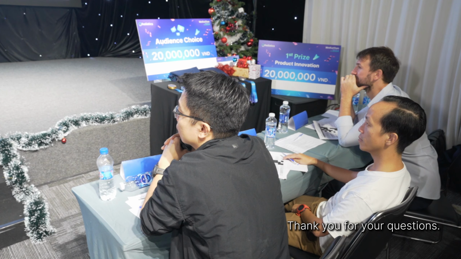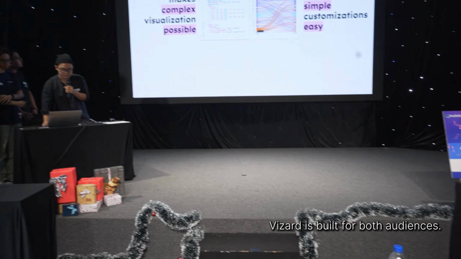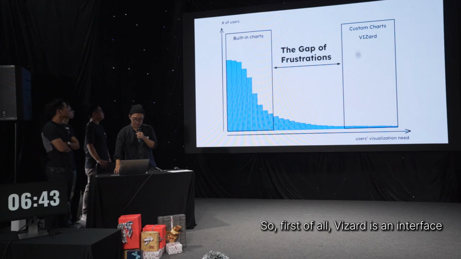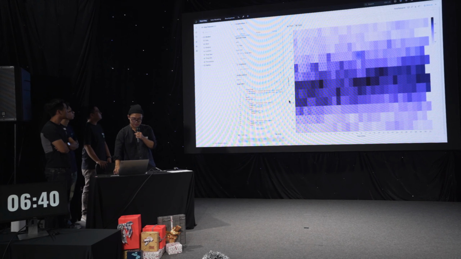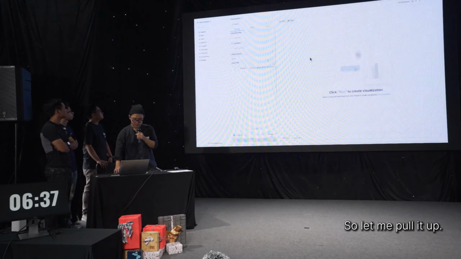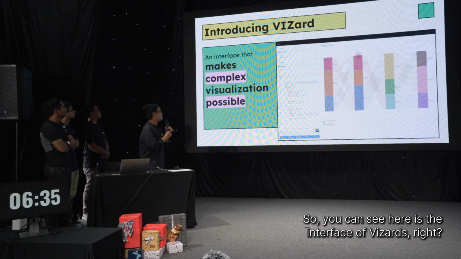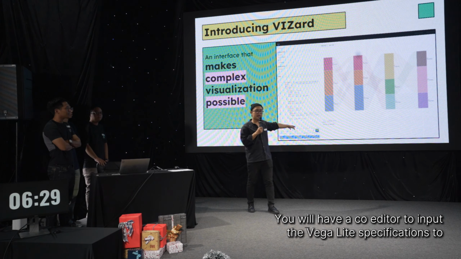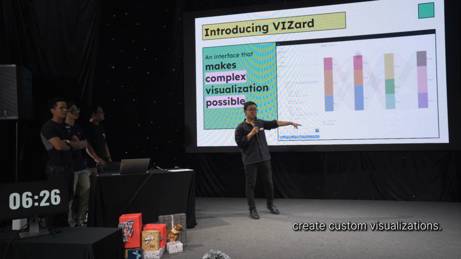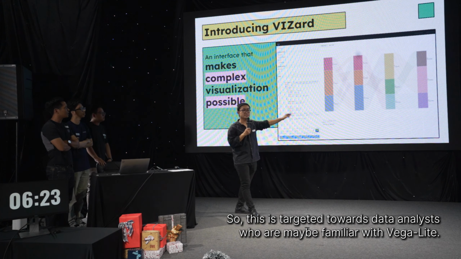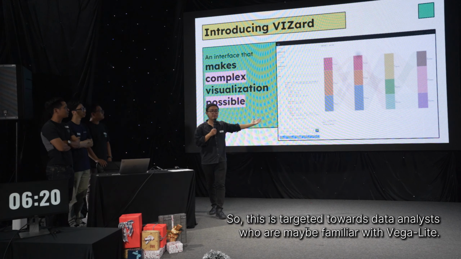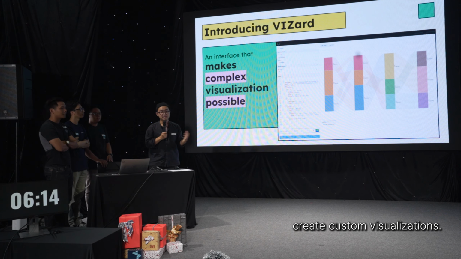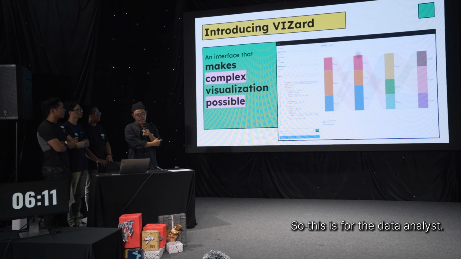Yeah, thank you for your question. VIzard is built for both audiences. So first of all, VIzard is an interface. So let me pull it up. So you can see here is the interface of VIzard, right? You will have a code editor to input the Vega Lite specifications to create custom visualizations. So this is targeted towards data analysts who are maybe familiar with Vega Lite. Vega Lite is a very popular grammar of graphics used to create custom visualizations. So this is for the data analysts.